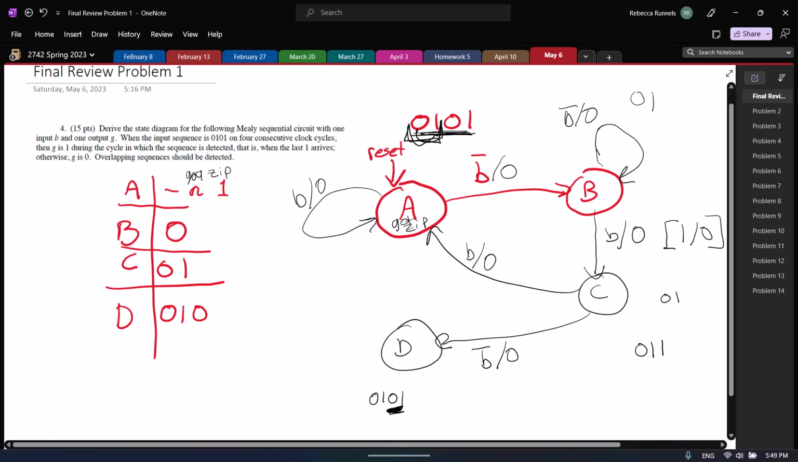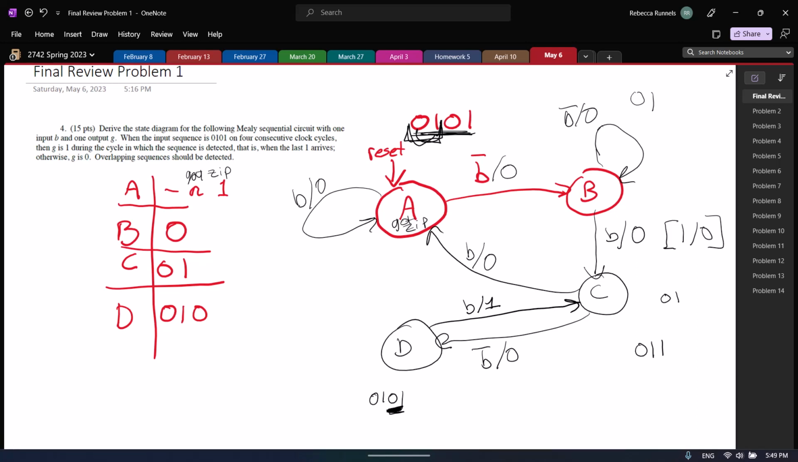So if I get a 1, I have a 0, 1, so that brings me back here. So it's C and 1. If I get a 0, then that means I have just my first digit here, and that corresponds to state B. So that's B bar slash 0, because that does not give me the output that I need. Okay, so questions on that one?